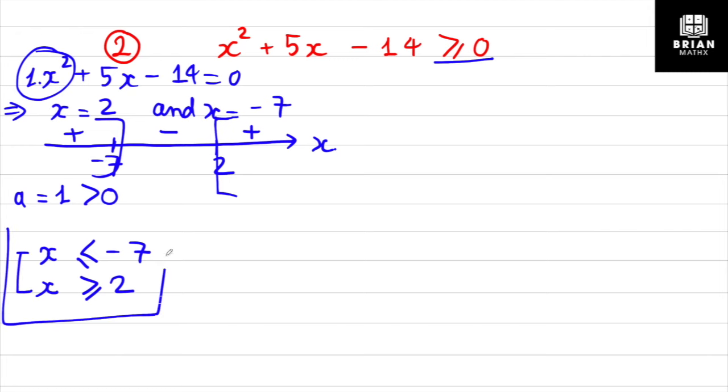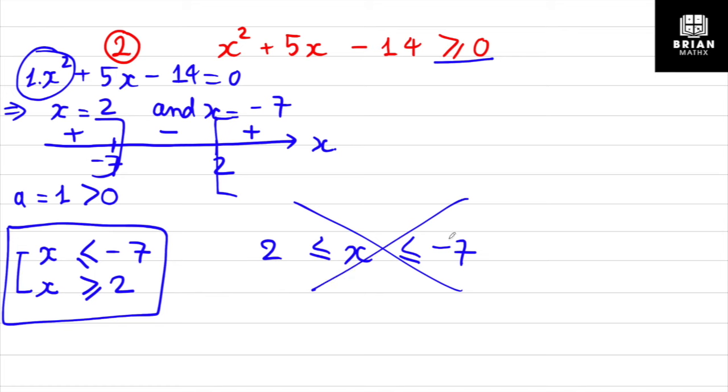So here is my final answer. You write it out like this. Some of my students write it like this: 2 less than or equal to h, and less than or equal to -7. You should not write like this, because the left hand side is 2 and the right hand side is -7. It doesn't make sense. The smallest number has to be on the left hand side and the larger has to be on the right hand side. You should write it out like this.